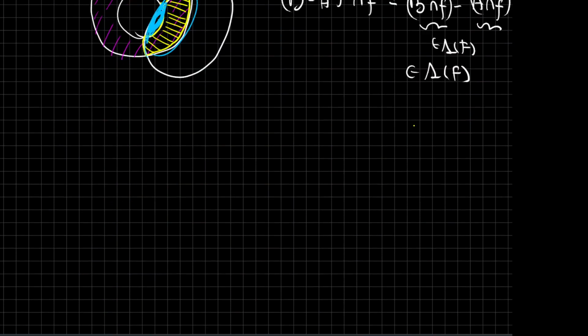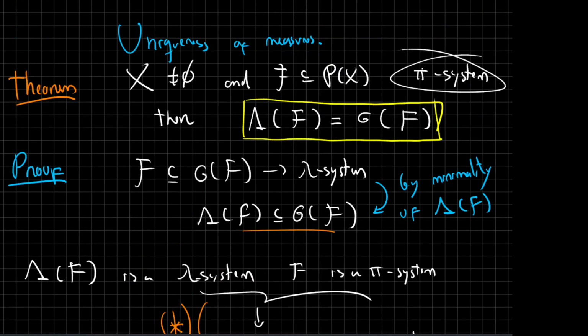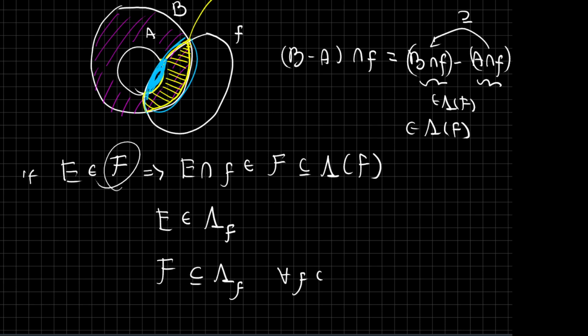On the other hand, we have that if E is an element of F, then E intersected with some chosen F is an element of F. And this is because F was a pi system. We said at the beginning that F is a pi system. So this is inside F, and F is included inside of the lambda system generated by F. So if this holds, then it is clear that E is also an element of this lambda system. And then if this happens for every F, we say that F is included in this one for every F inside capital F. So let me highlight that here.